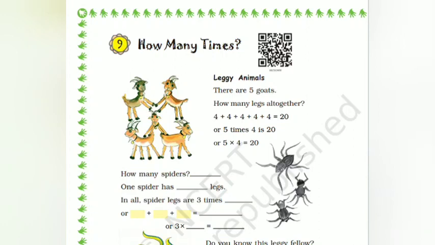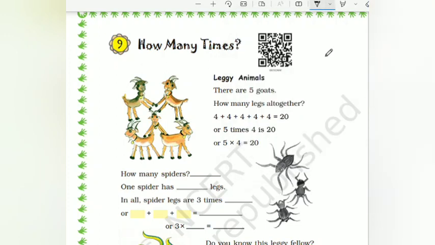Today in class we are going to learn the ninth chapter, how many times? Leggy animals. There are 5 dogs. How many legs altogether? Each dog is having how many legs? 4 legs it is having.